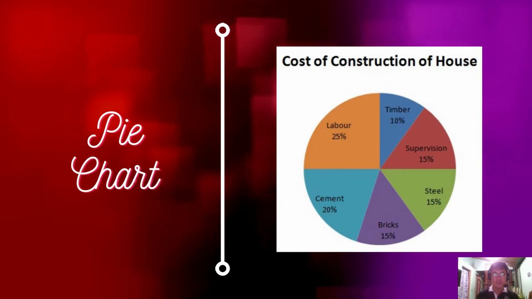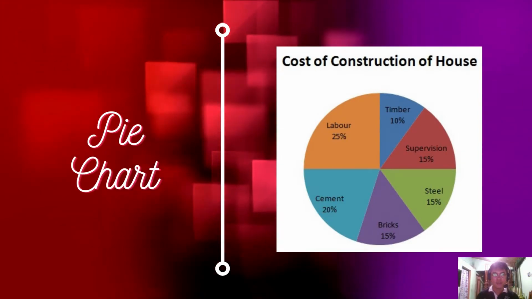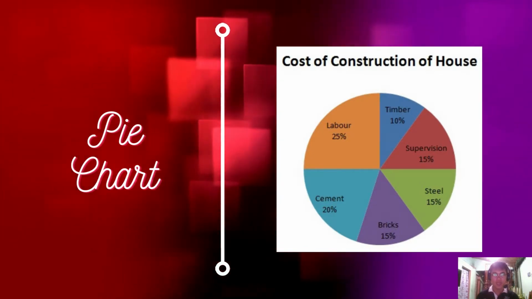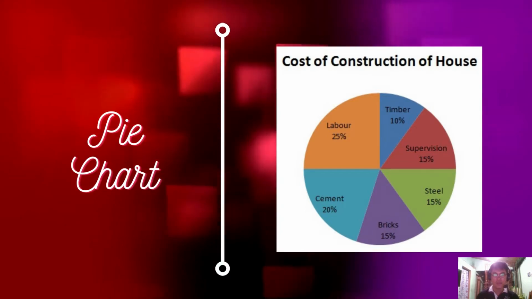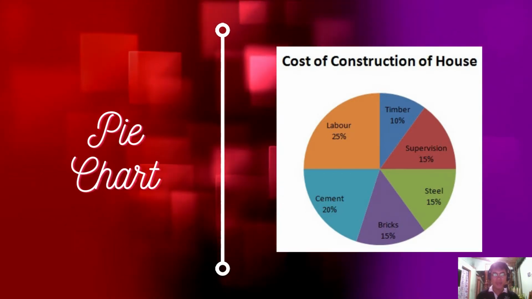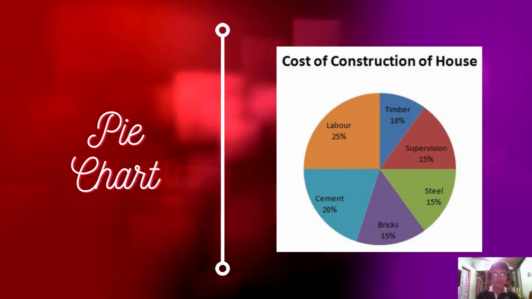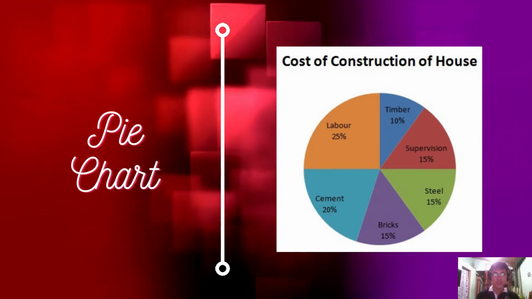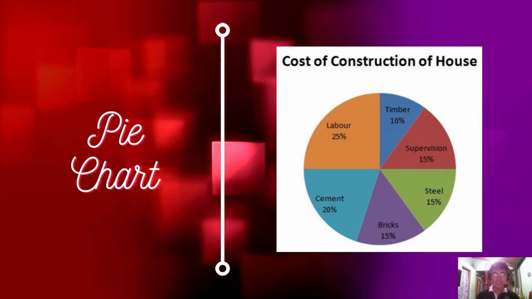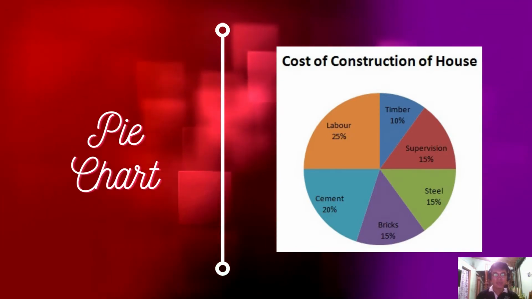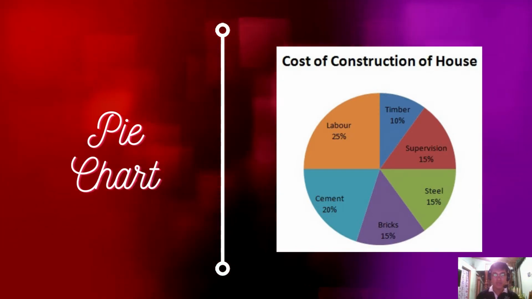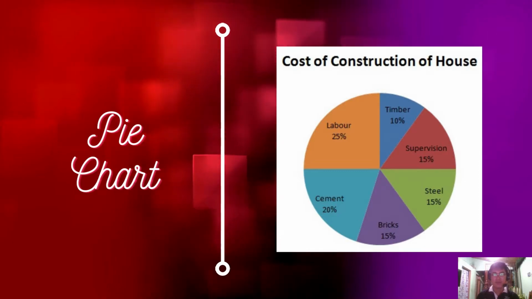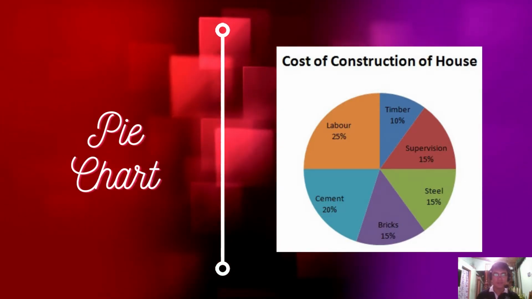In this example, makikita natin numerically or yung percentage ng cost ng construction of a house. Example, we have the labor with a weight of 25%, which is yung pinakamalaki sa lahat. And yung timber, or yung kahoy na ginagamit natin sa paggawa ng house, with a weight of 10%, which is yung pinakamababa sa lahat ng cost ng construction of a house. So, dito sa pie chart, makikita natin lahat ng percentage, lahat ng gagamitin sa pag-construction ng house, kung ano yung lahat ng gagastusin. Okay?